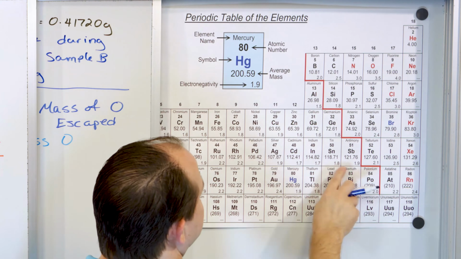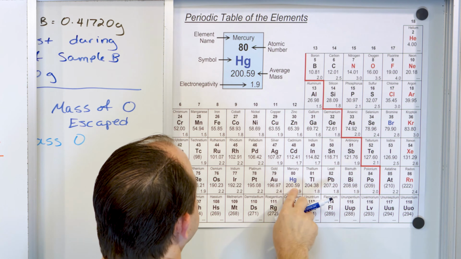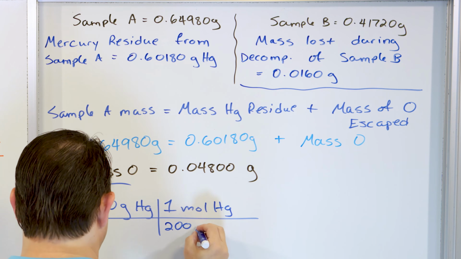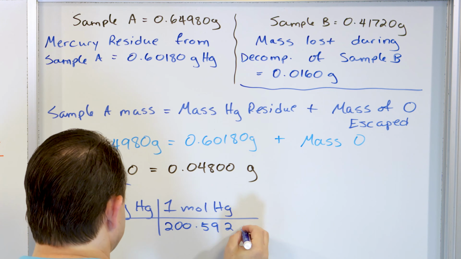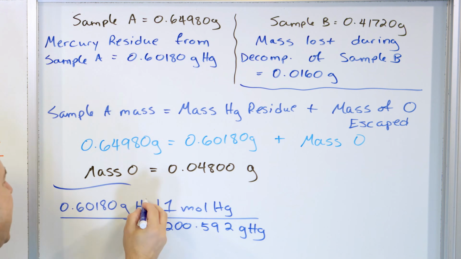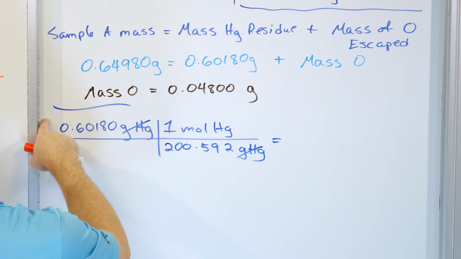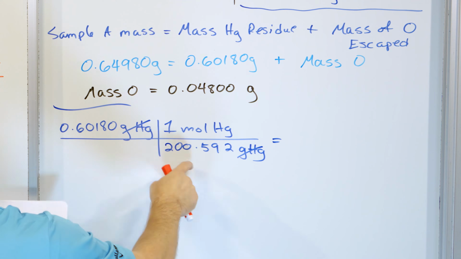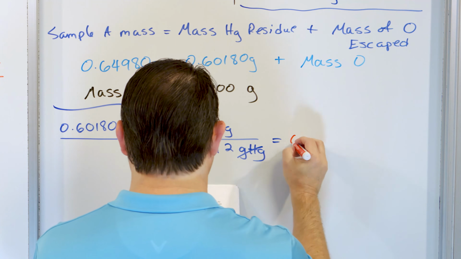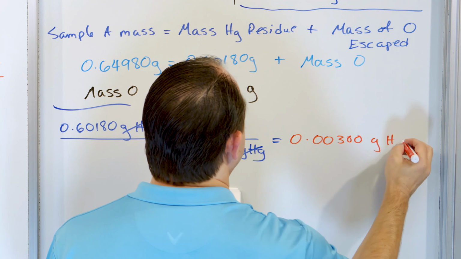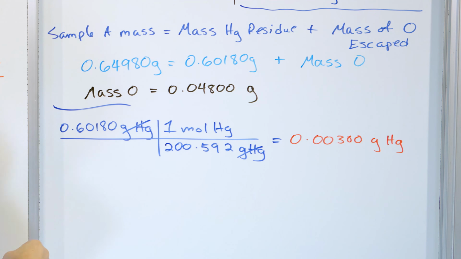You can go to the periodic table, find mercury. Sometimes it's hard to find. 200.59, right? I'm going to use 200.592 grams of mercury. And we cancel top and bottom. So what do we figure out from this? We figure out that if we take 0.60180 divided by 200.592, we get 0.00300. This is the number of grams of mercury in the original sample.